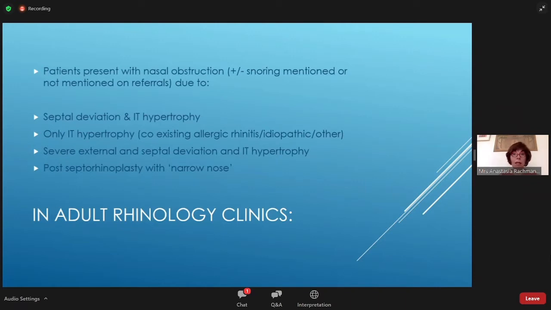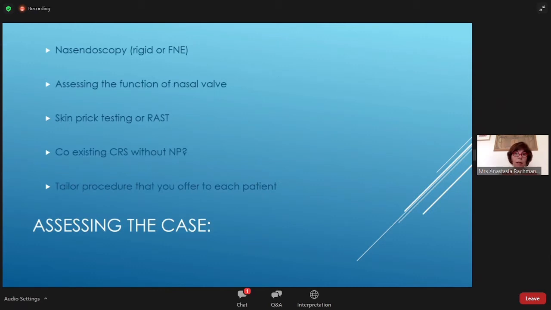that may be coexisting with allergic rhinitis or idiopathic rhinitis, or it could be a more complex case of external nasal deviation and septal deviation and the turbinate hypertrophy, or it could be a post-septal rhinoplasty case where we have been very keen with osteotomies, but we have created a narrow nose. So different scenarios, different presentations.